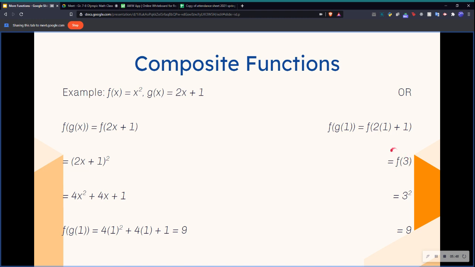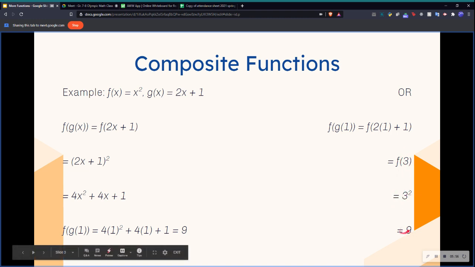And we're not done yet, right? We have to substitute 3 into the f function, which is x squared. So then f at 3 is equal to 3 squared, and 3 squared is equal to 9. And you can see that we get the same answer as on the left side. So any of these techniques work.